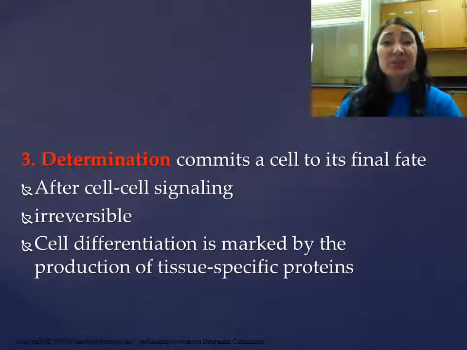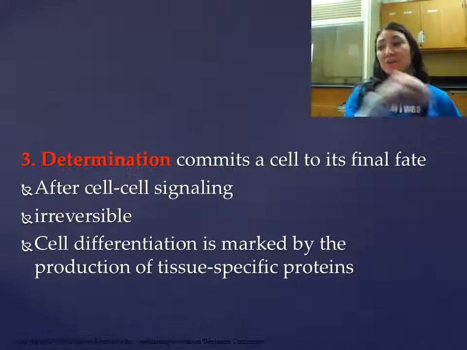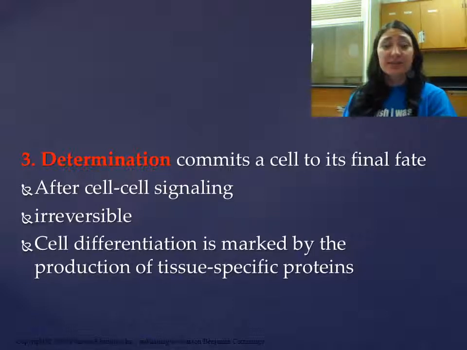Determination is what commits your cell to its final fate. So once a cell goes through determination, there is nothing that will change what cell type it becomes. There have been studies where they take a cell that's gone through determination and place it next to other types of cells, and they could not induce a change. They could not get that cell to change into the cells that are around it. Its fate was determined. It was done.